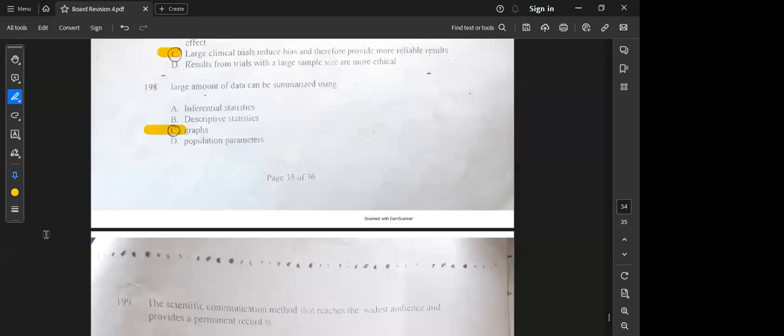Descriptive statistics. What is descriptive statistics and what is inferential statistics? I think descriptive statistics is like writing in words. I'm not sure, but I feel if it's a large amount of data, that would become too wordy. Yeah, because the keyword is summarized. Yeah, I think so too. For a large amount, you write everything, but I think the keyword here is summarizing it.